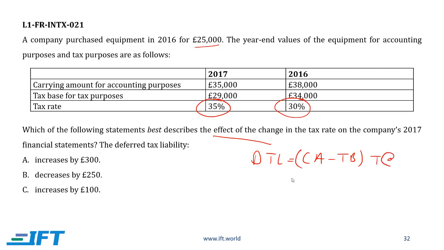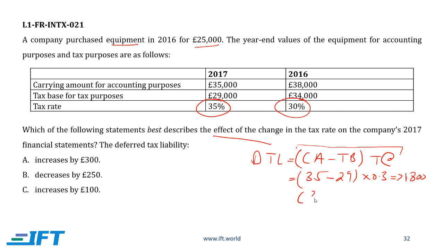Now, what is your carrying amount in 2017? 35. What's your tax base? 29. And now you also need to understand that in this formula, the carrying amount and the tax base, we are talking about as an asset. So over here we purchased an equipment. Now the tax rate, if we would have used last year's tax rate, this would be how much? 0.3. So your deferred tax liability would be what? 35 minus 29 is 6. 6 into 0.3 is 1.8. So 1800 would have been the answer.